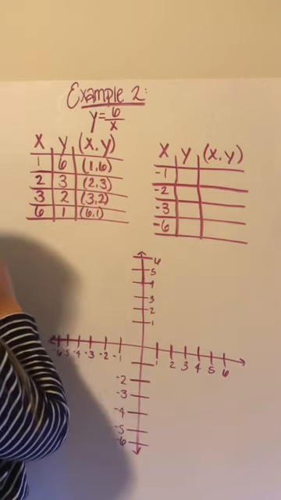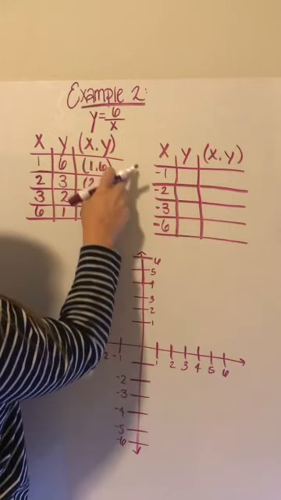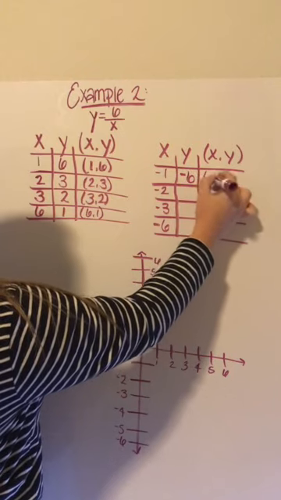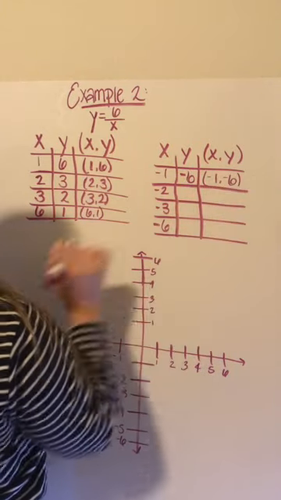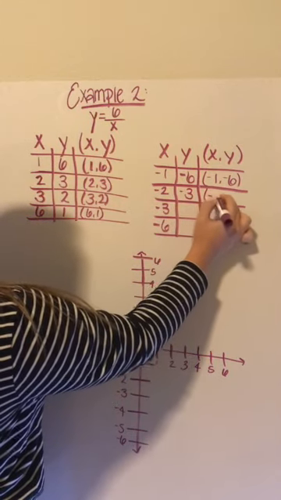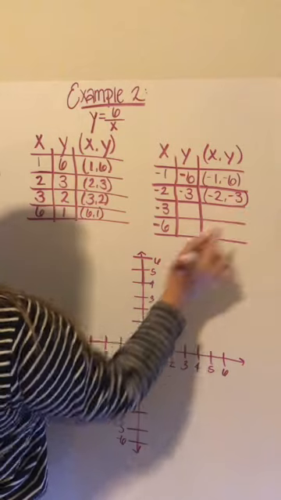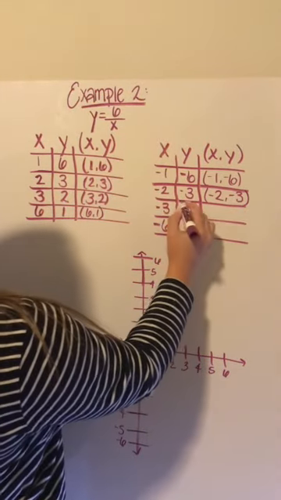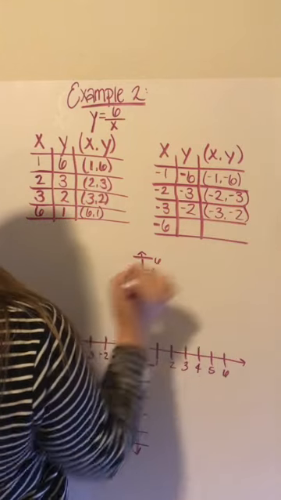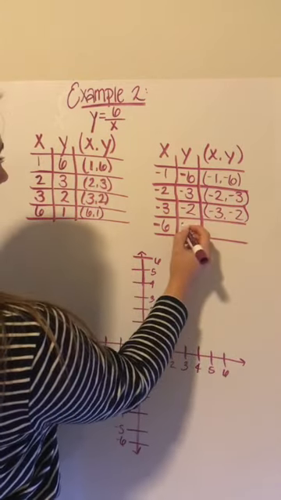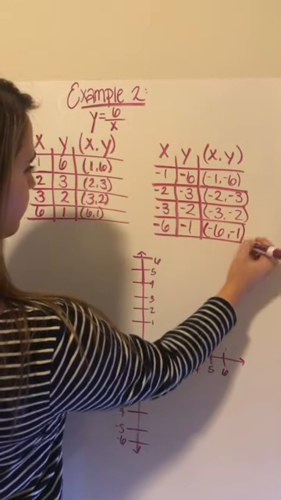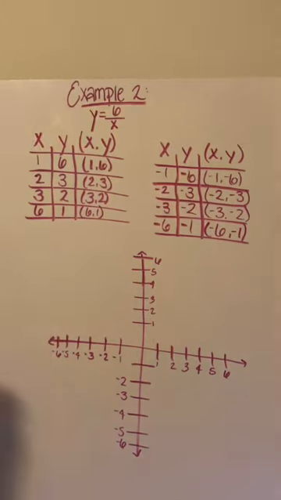So we'll move over here to our negative values. So 6 divided by -1 will be -6. 6 divided by -2 will be -3. 6 divided by -3 will be -2. And 6 divided by -6 will be -1 for our last coordinate. So now we want to plot all of these.